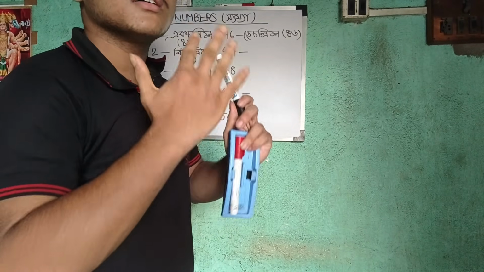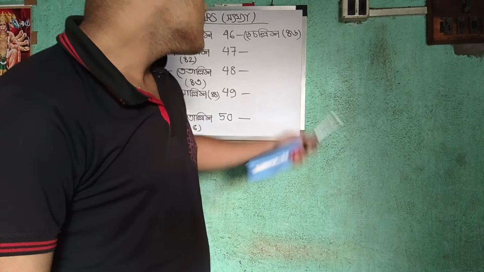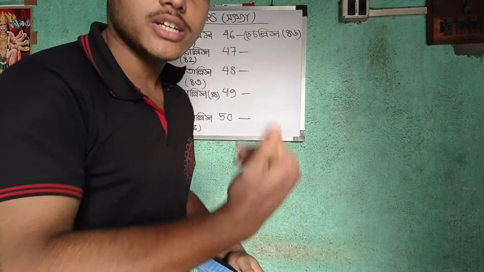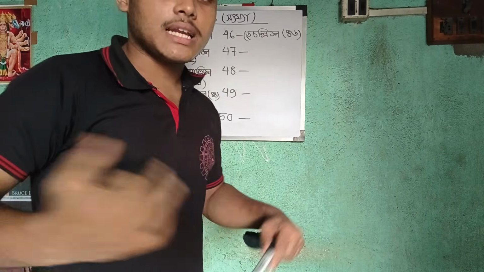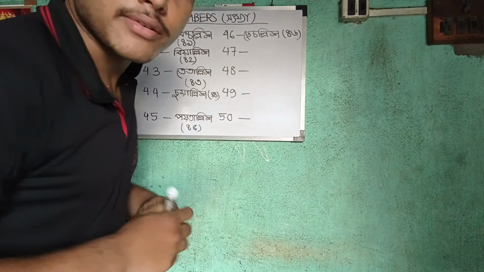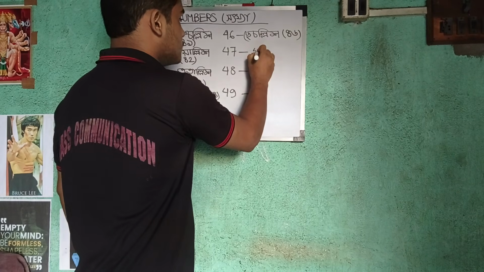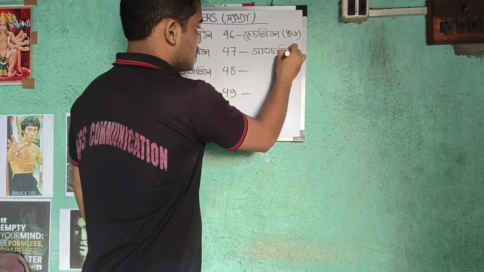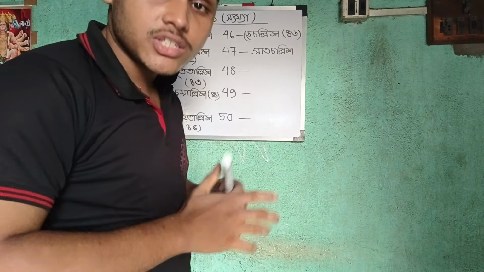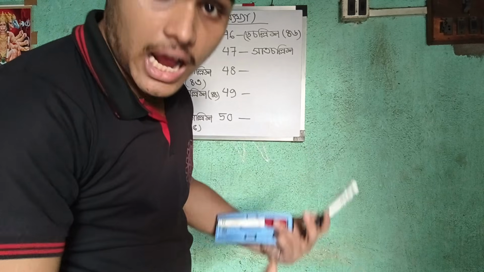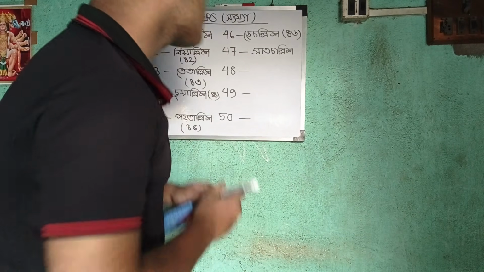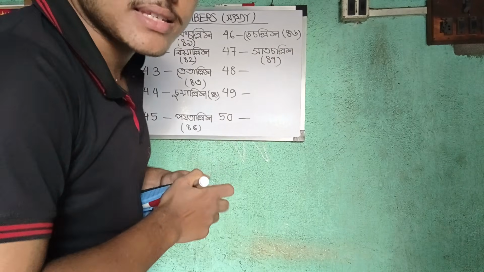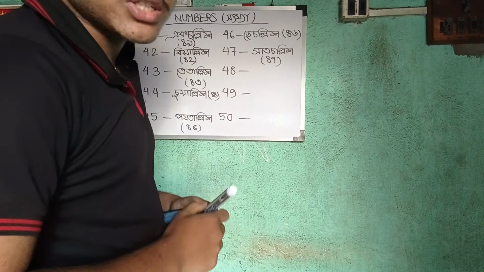47 means satachallish. 7 means sat and then challish means 40. So satachallish means 47. This is another way to remember this thing. So this is 4 and this is 7. Satachallish.